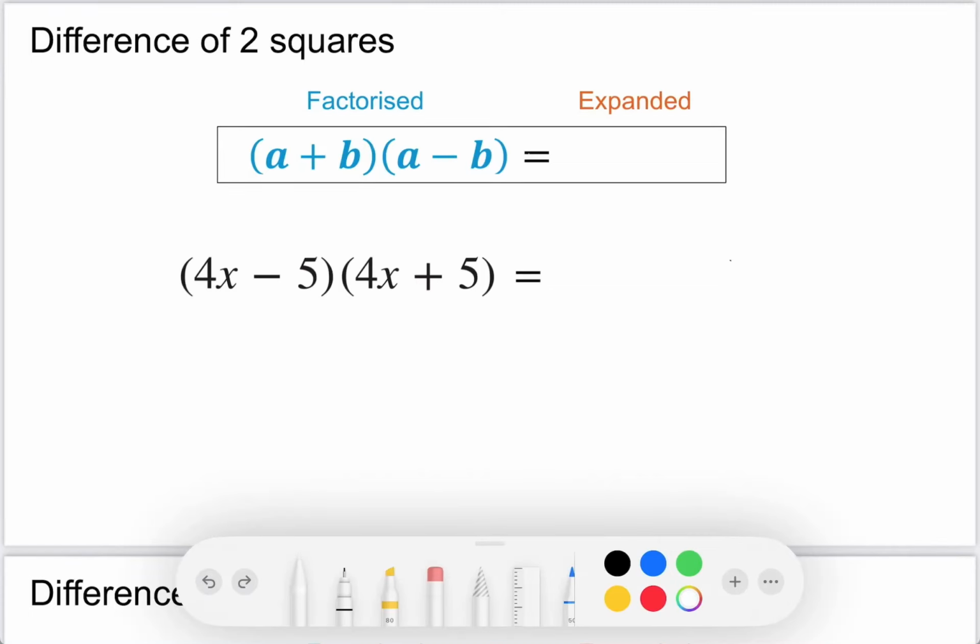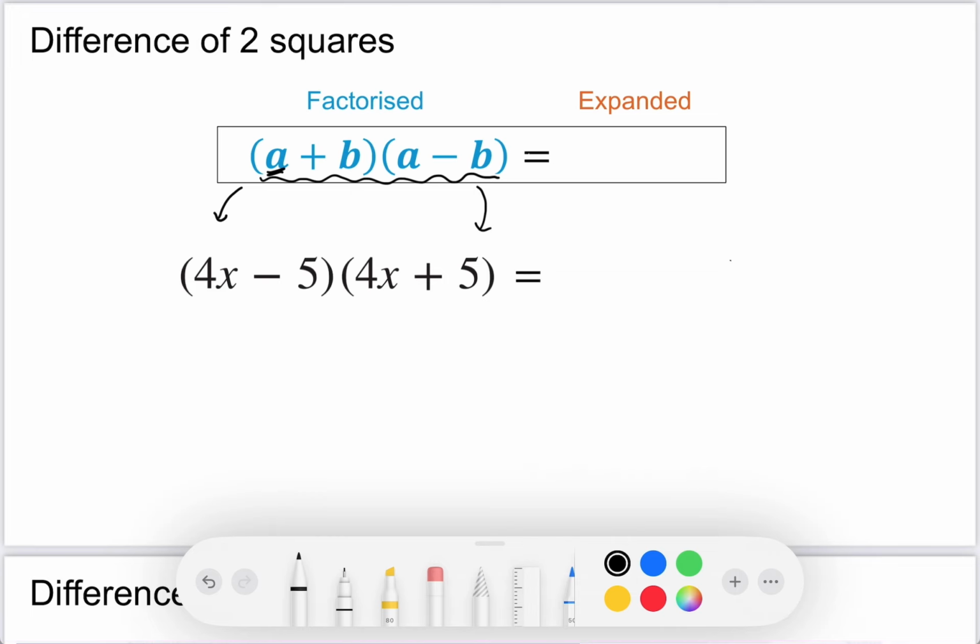We are going to look at the difference of two squares concept and how it can help us to factorize expressions. To begin with, let's look at an example. We've got 4x minus 5 times 4x plus 5. Notice this is in the same form as this general statement above, where we have some term plus another term and then the same term minus another term.